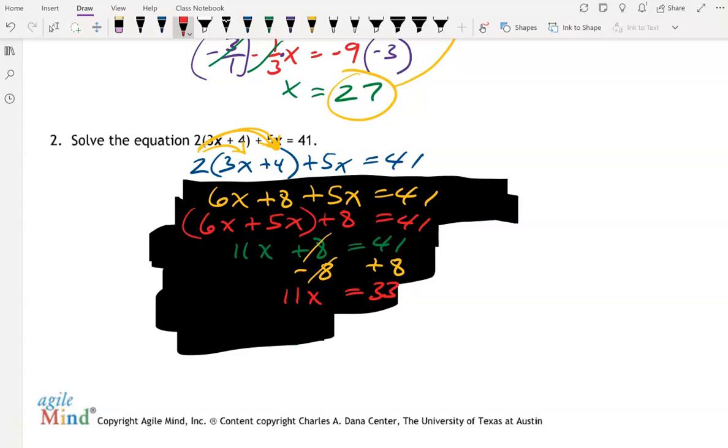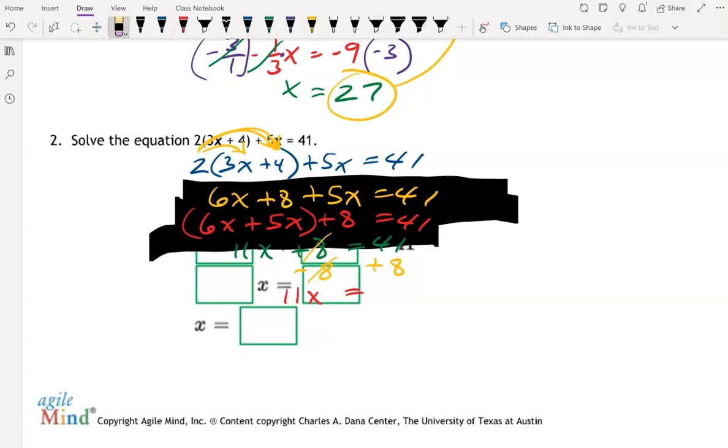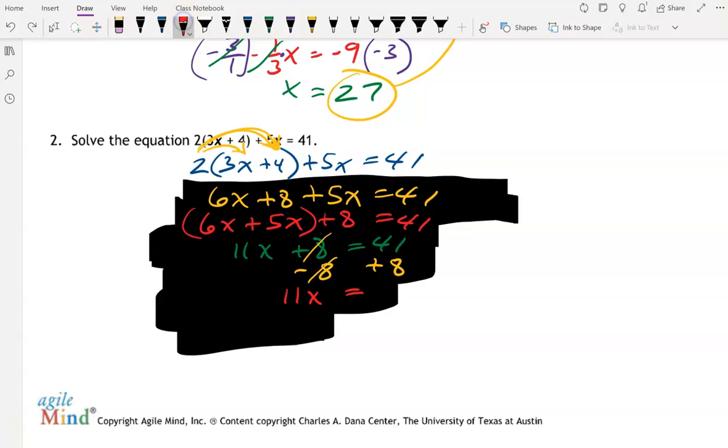Okay. Oh, that's 41 plus 8. My bad. Whoops. 41 plus 8. Holy cow. Oh, my mistake again. That's supposed to be minus 8, just like the other side. Holy moly. So I was right the first time. It is 33.